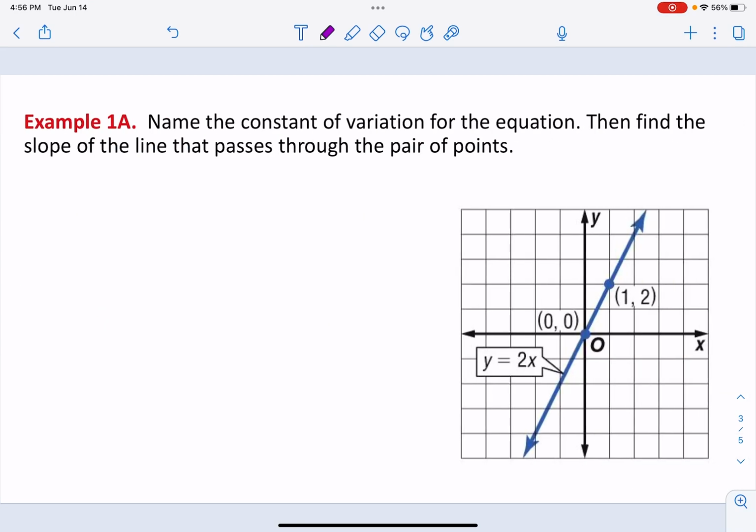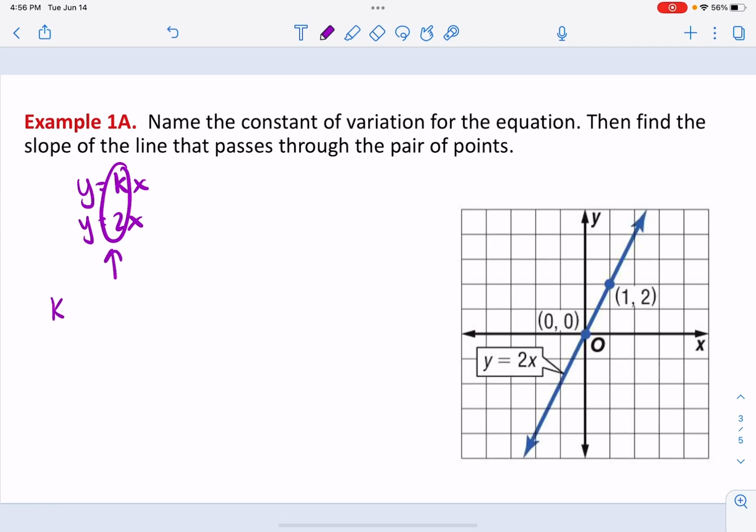Okay, name the constant of variation in the equation, then find the slope of the line that passes through the two pair of points. Okay, so the constant of variation. We had y equals kx was our general formula. Y equals 2x. Hey, that's my constant of variation. K equals 2, that's my constant of variation.